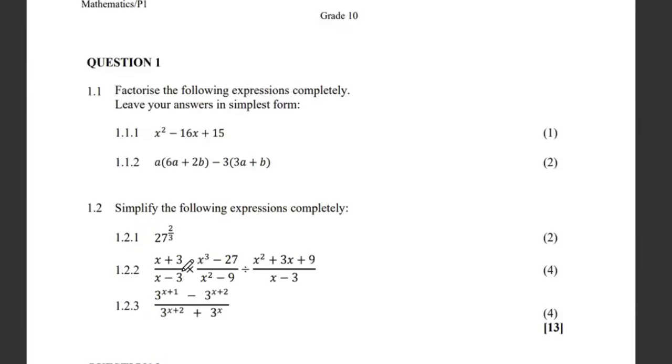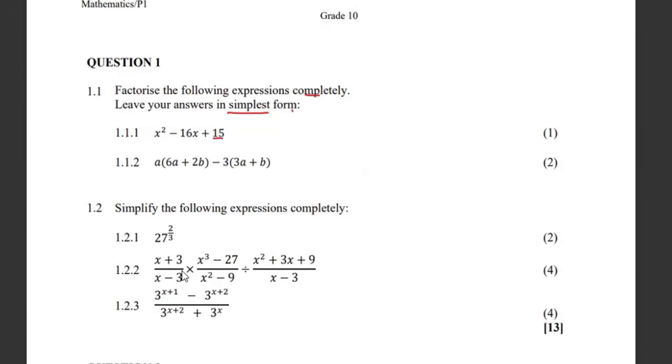So here we go with question number 1. They are telling us that we must factorize the following expressions completely. Leave your answers in the simplest form. And so 1.1.1 is x squared minus 16x plus 15. So what type of method are we going to use? I mean the factorization method.